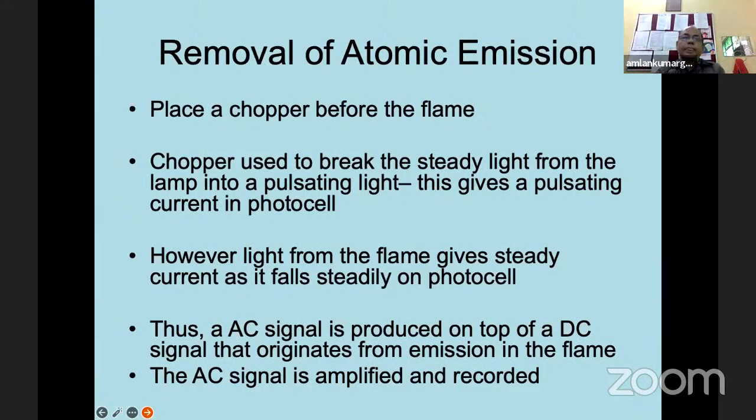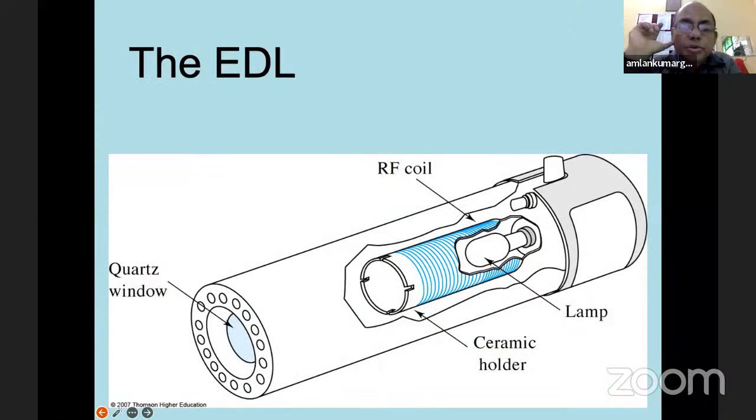Now, we have emission coming from the flame. We need to remove the atomic emission. Now, why is it called atomic absorption? Because iron that we are trying to analyze is absorbing radiation of its own specific resonance wavelength from the electrodeless discharge lamp or the hollow cathode lamp. That is why it is called atomic absorption.